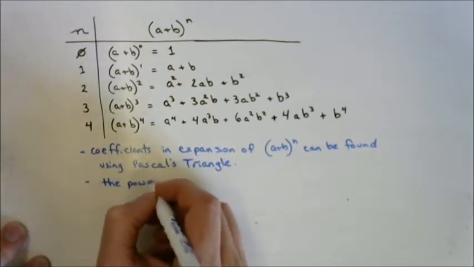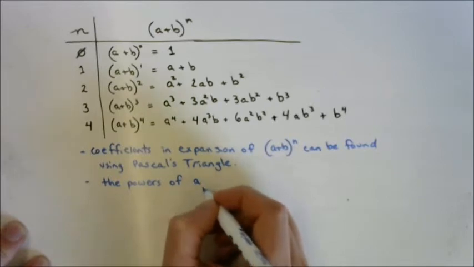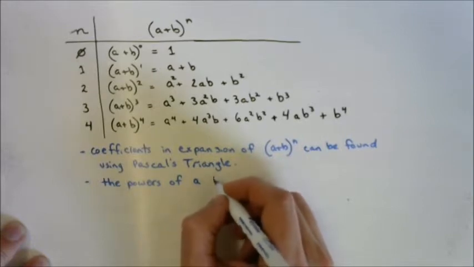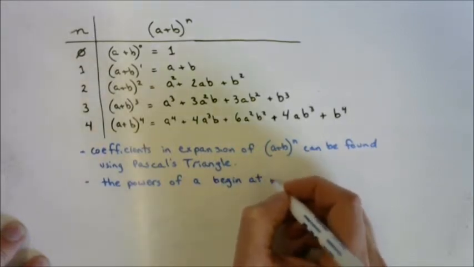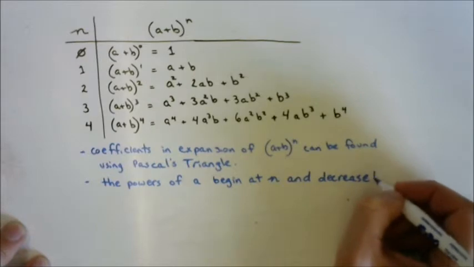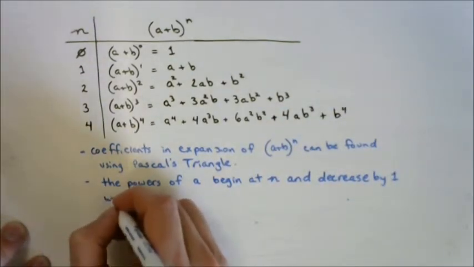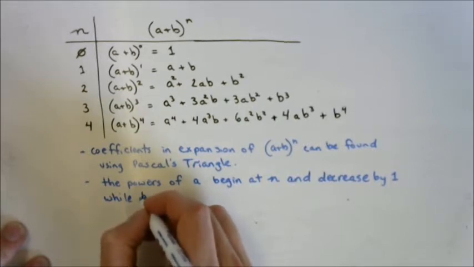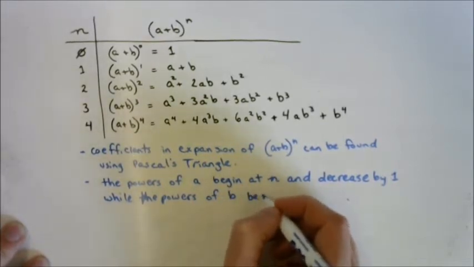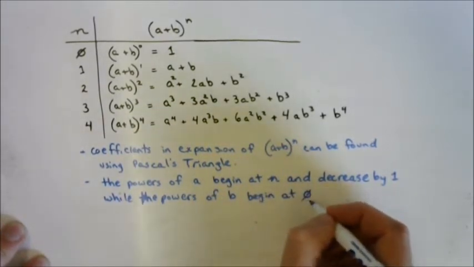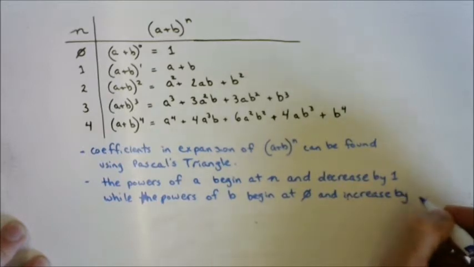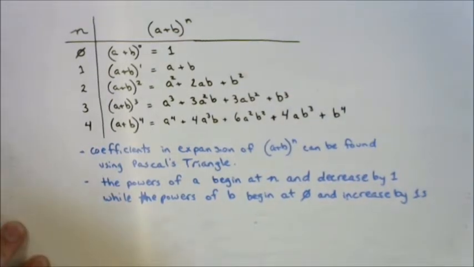The powers of a begin at n and decrease by 1, while the powers of b begin at 0 and increase by 1.